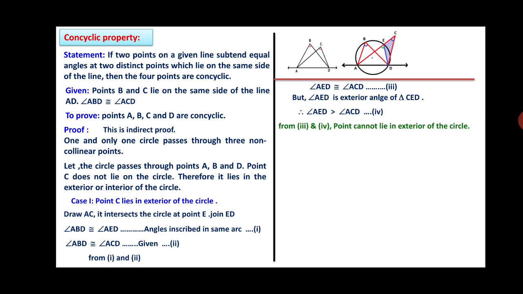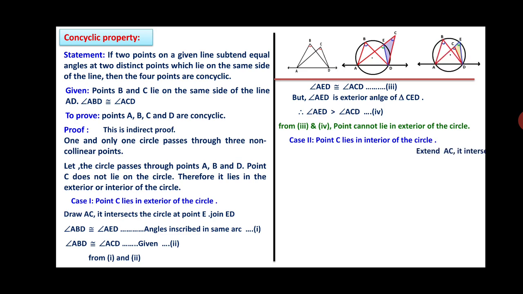Therefore, from 3 and 4, point C cannot lie in the exterior of the circle. This point C cannot lie in the exterior of the circle. Therefore, it should lie in the circle. Case 2. Point C lies in the interior of the circle now.